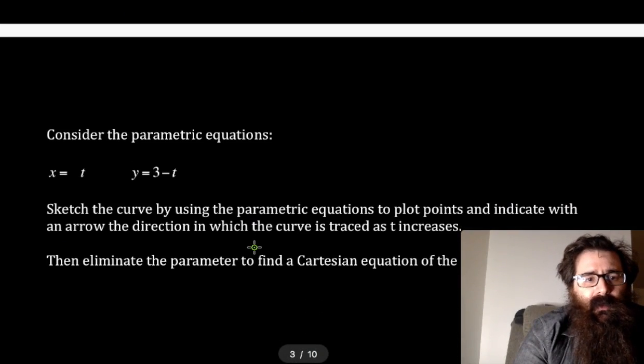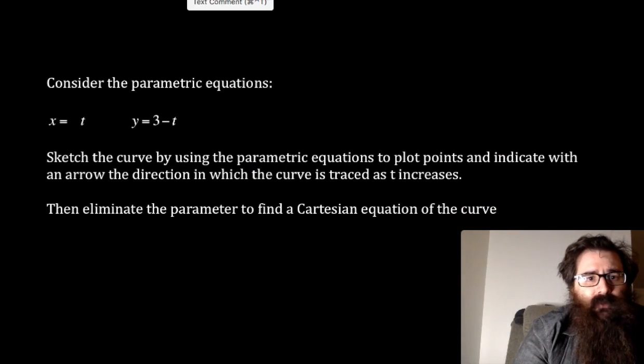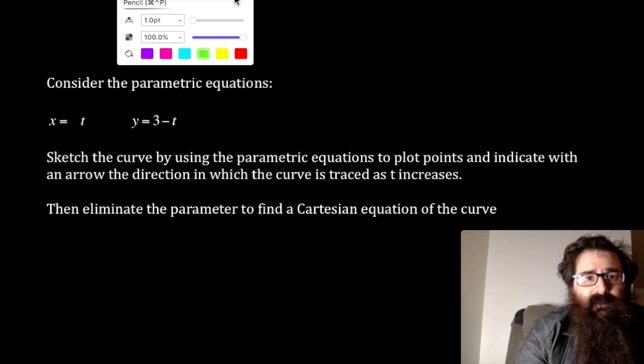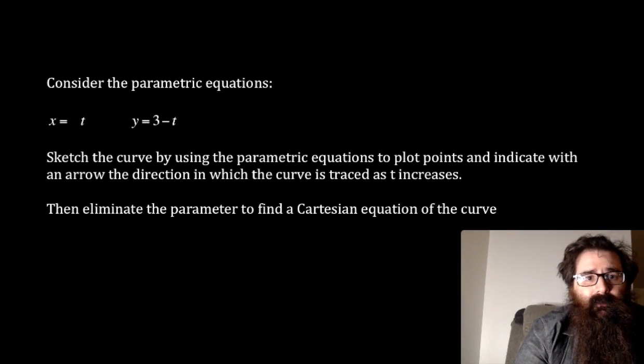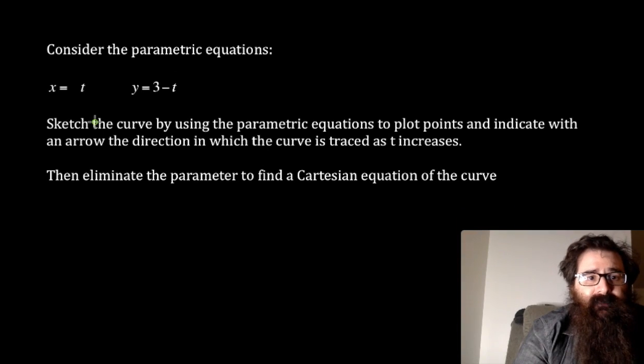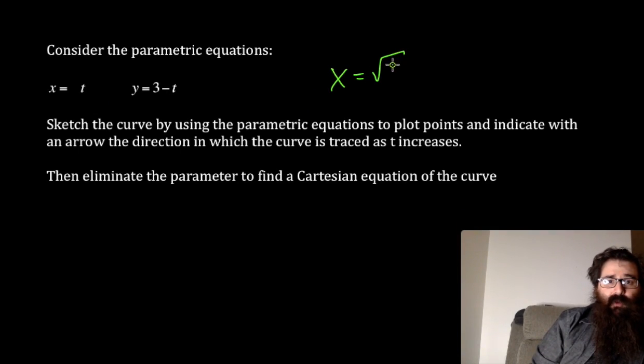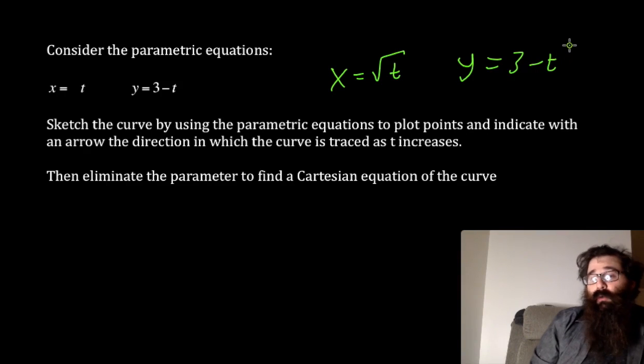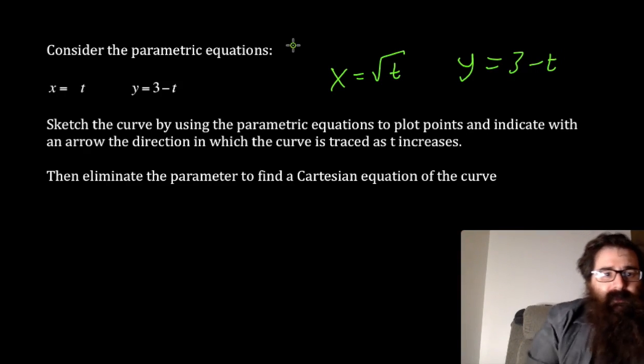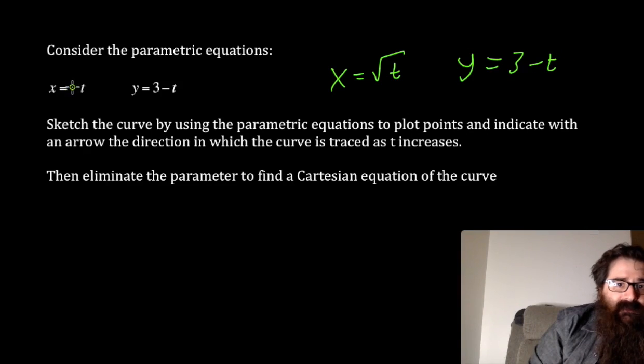Let's take a look at one more example here. So I want to consider the parametric equation, and let me actually change this just a little bit. Let's make this, so it's a bit more interesting, x equals square root of t and y equals 3 minus t. So we're going rogue here. So we'll make this a square root of t.